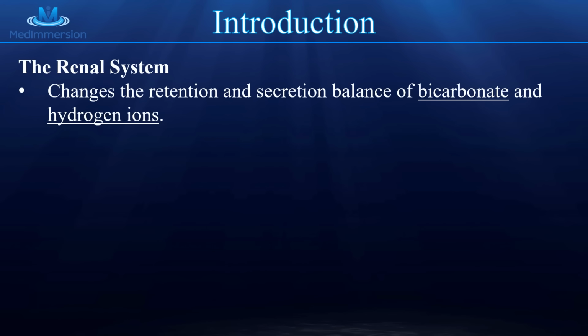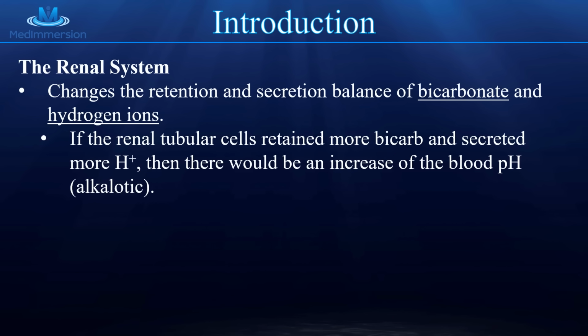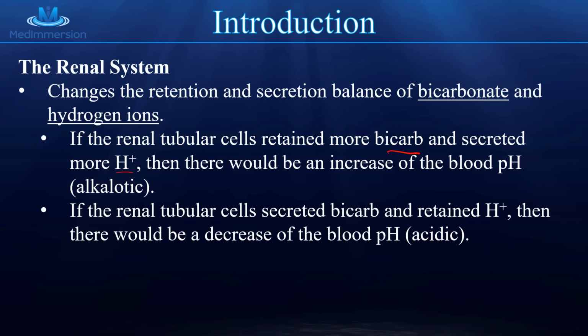So if the renal tubular cells retained bicarb, this is the second bullet point, they held on to bicarb and they secreted more hydrogen ions, then the blood would become more alkalotic. Does that make sense? If we're holding on to base and secreting acid, then the blood would become more alkalotic. And the converse is also true. If we dumped off all the base into the urine and held on to all the acid, then our blood would become more acidic.